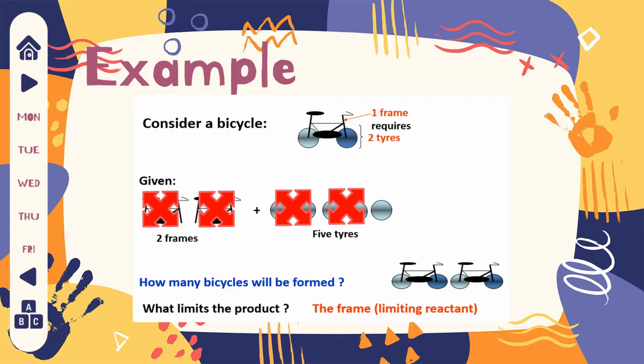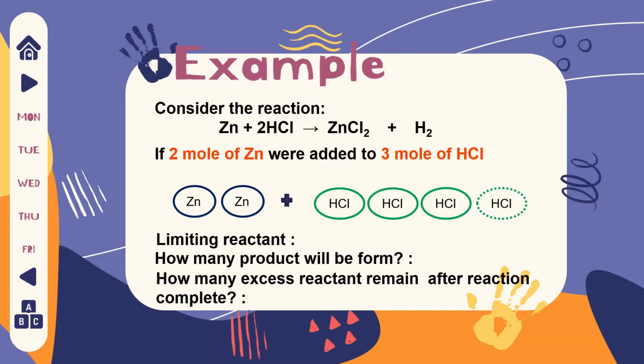So another example. Okay, consider the reaction. Okay, zinc plus 2 HCl produce zinc chloride plus H2. Okay, if we have 2 mole of zinc and then we're added to 3 mole of HCl. Okay, this is what we have here, 2 mole zinc and 3 mole HCl. So how many product will be formed?